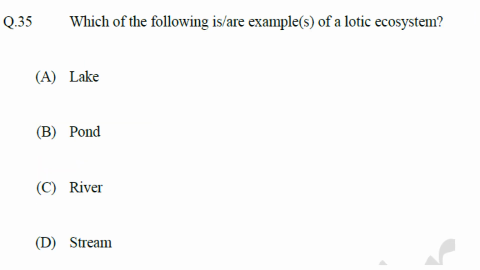Then which of the following is an example of lotic ecosystem? So lotic ecosystems are a type of aquatic ecosystem characterized by moving water. So river, stream, all these are lotic ecosystems. So they have asked lotic ecosystem. So C and D are answers. Whereas lake and pond belong to lentic ecosystem, that is characterized by standing water.